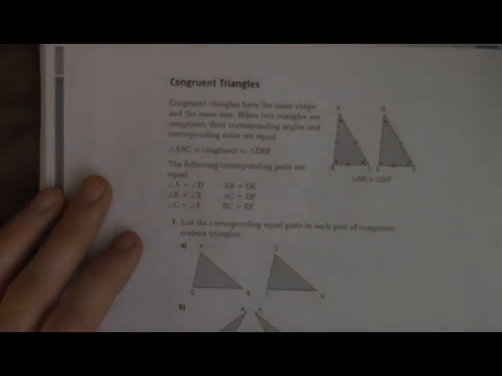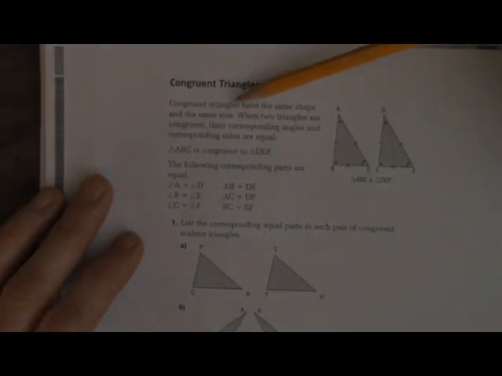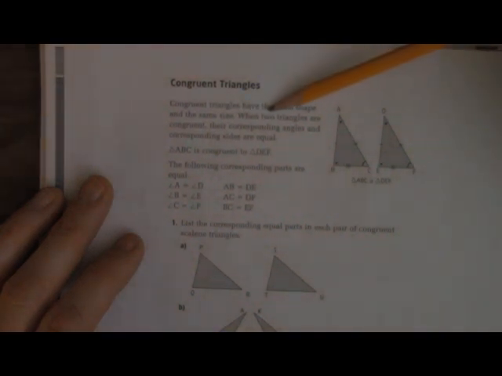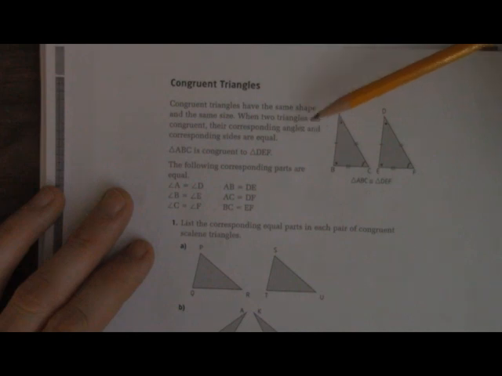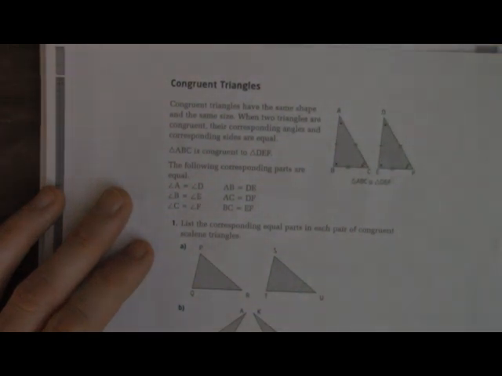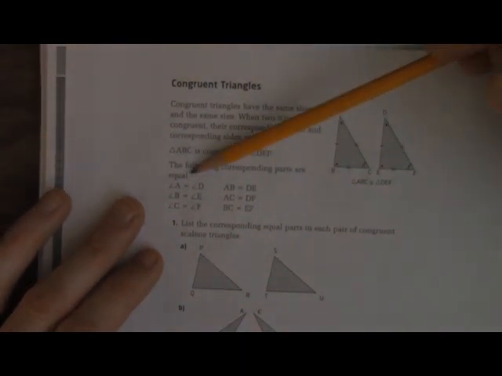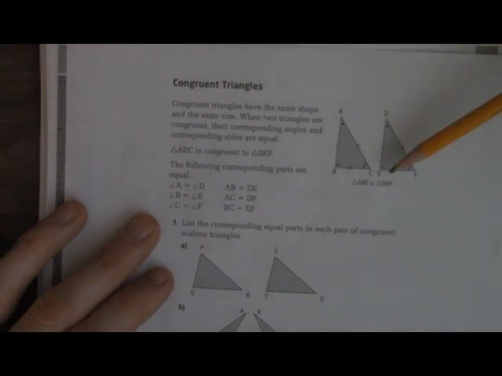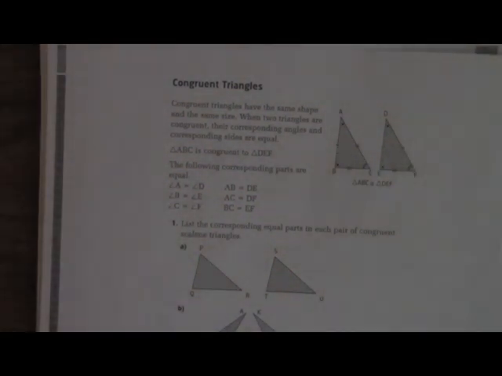Congruent triangles have the same shape and the same size. When two triangles are congruent, their corresponding angles and corresponding sides are equal. So these triangles are basically identical, right? They're congruent. That means they're the same. The following corresponding parts are equal, so it's telling you which angles are the same. The only trick with congruent triangles is sometimes they orient them differently to mess you up. You have to align them so you can see which angle is equal to which.